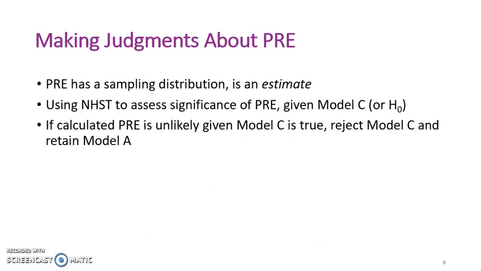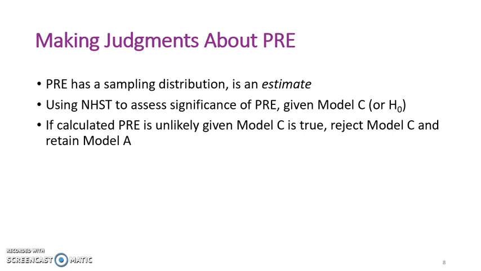So I have just described how to calculate proportional reduction in error, but we need a way to make some judgment about the size of proportional reduction in error to decide whether the additional parameters are worth it. Last week we learned about sampling distributions and using them to determine the likelihood of score occurrence, for example, for a mean. Well, much like the mean has a sampling distribution, proportional reduction in error also has a sampling distribution, and this is because proportional reduction in error is an estimate. So just like the sample mean is an estimate of the population mean, proportional reduction in error is an estimate of the true proportional reduction in error in the population.